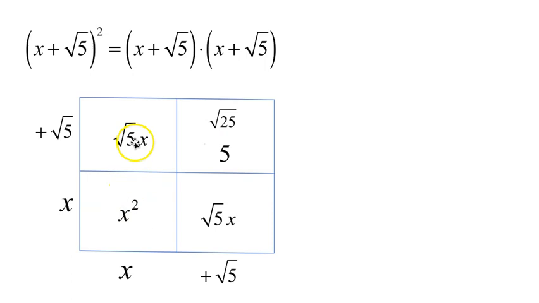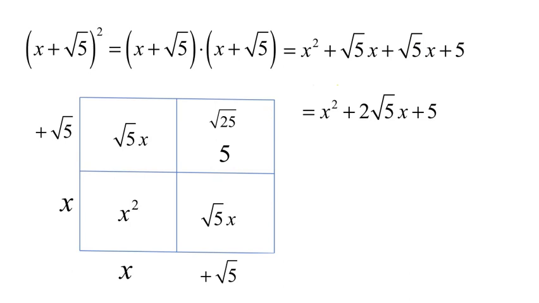x squared plus root 5x plus root 5x plus 5. But then what is that going to give me? A root 5x plus another root 5x will give me 2 root 5x. So my final answer to this question is x squared plus 2 root 5x plus 5. And that will complete this lesson.